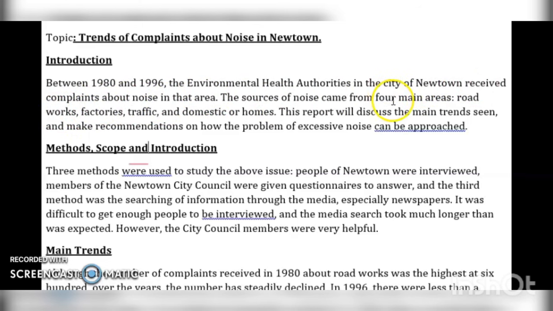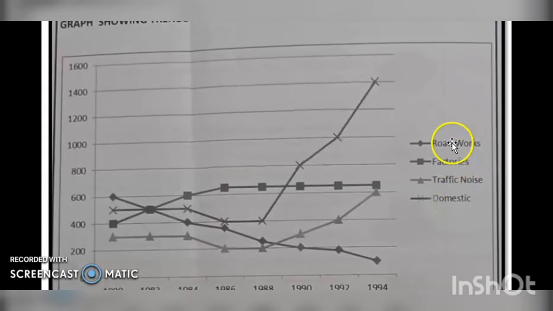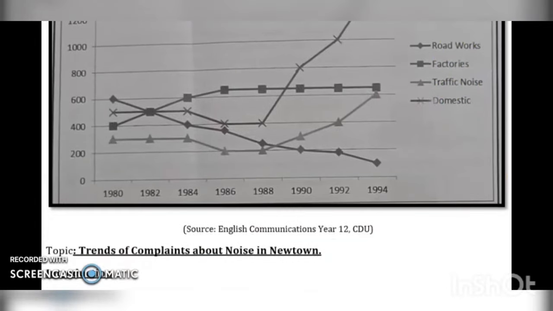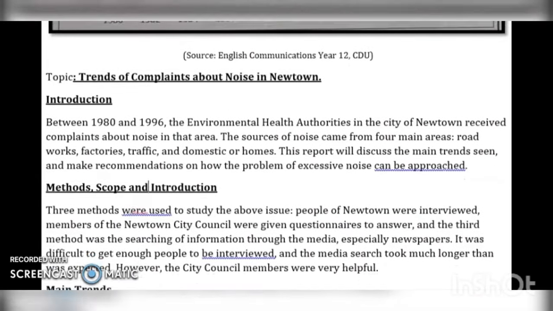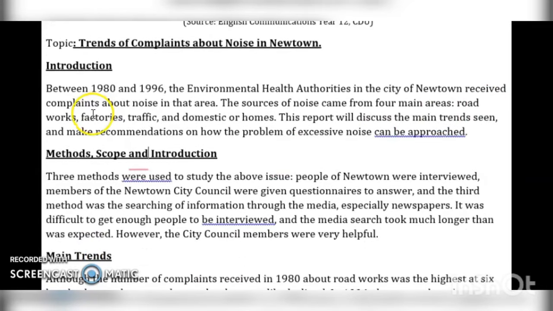Now, the sources of noise came from four main areas. So what are you going to do? You are going to list down what is in the key, because it's showing the main areas where the noises are coming from. So roadworks, factories, traffic, and domestic homes.